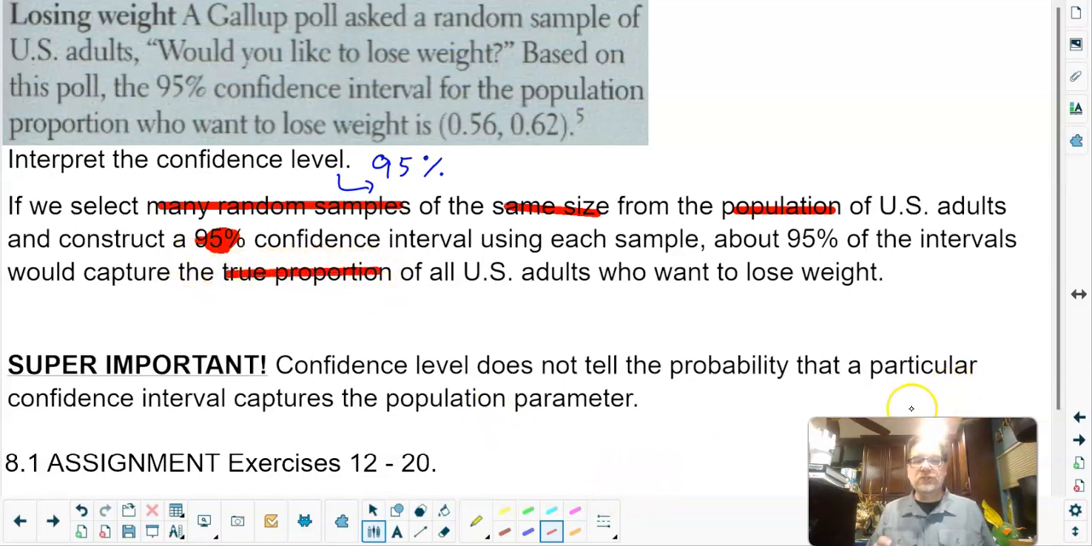All right, super important. Confidence level does not tell the probability that any one confidence interval captures the population parameter. There is a huge difference between probability and confidence level. Confidence level, again, means 95% of all intervals will capture the parameter. That's what the confidence level is. The confidence interval is the length of that line.